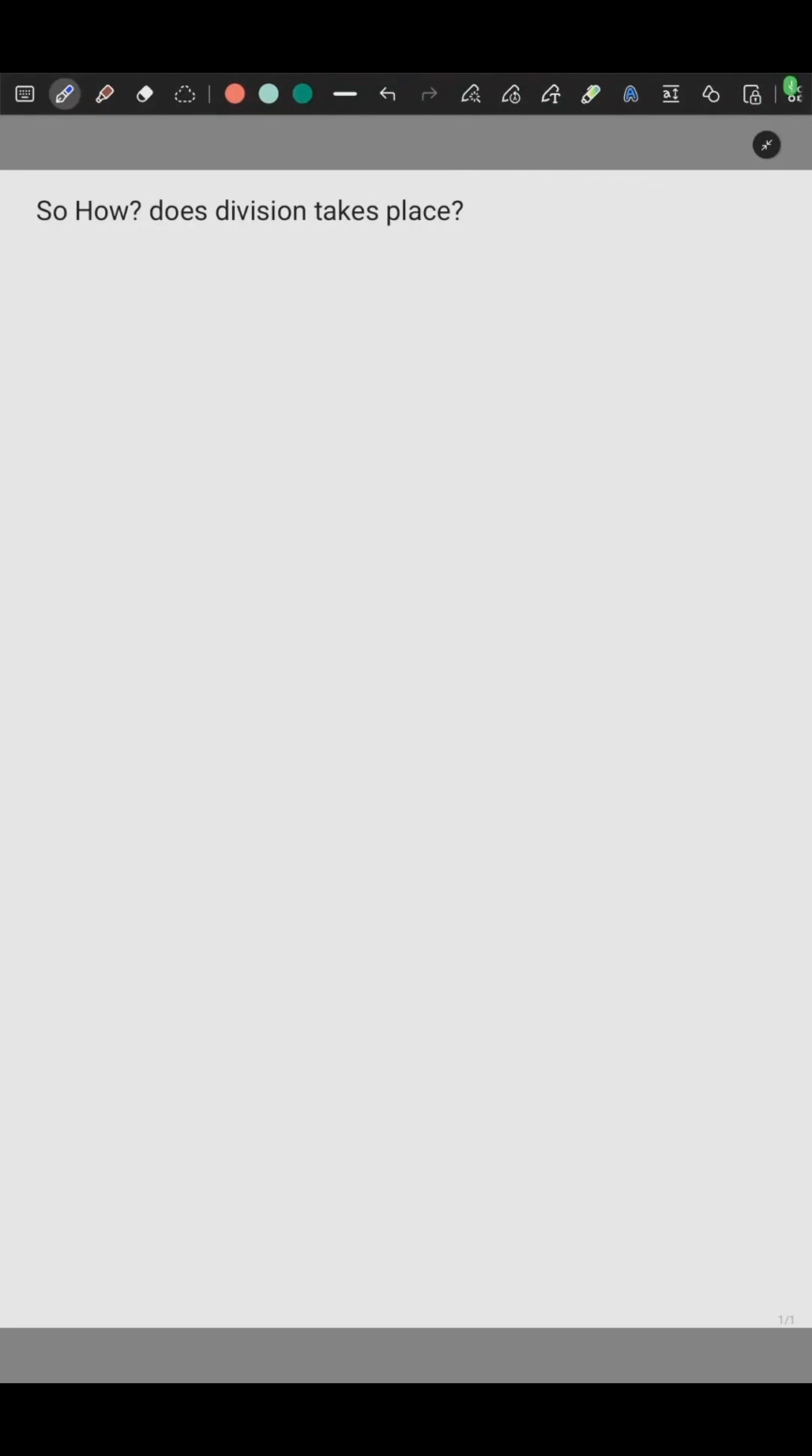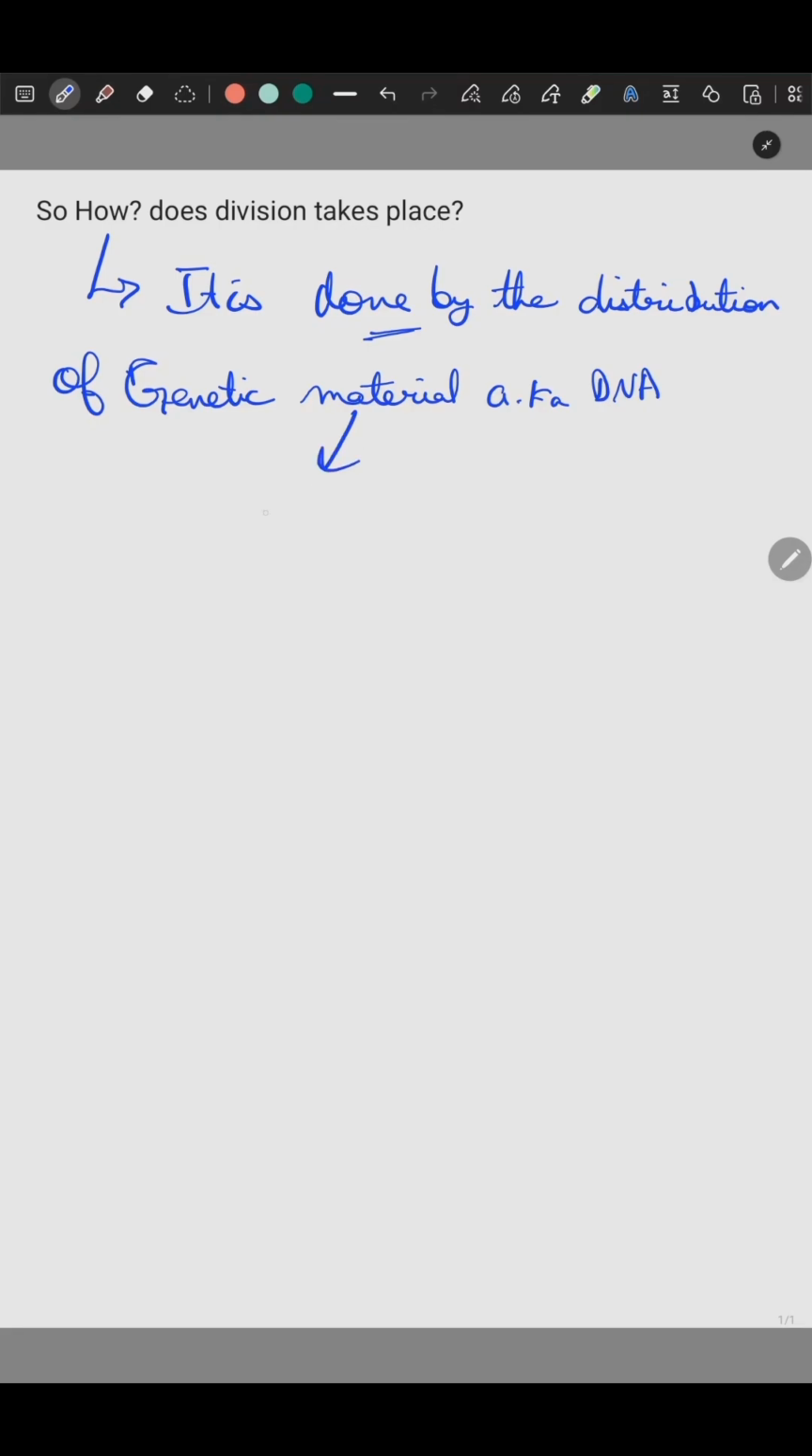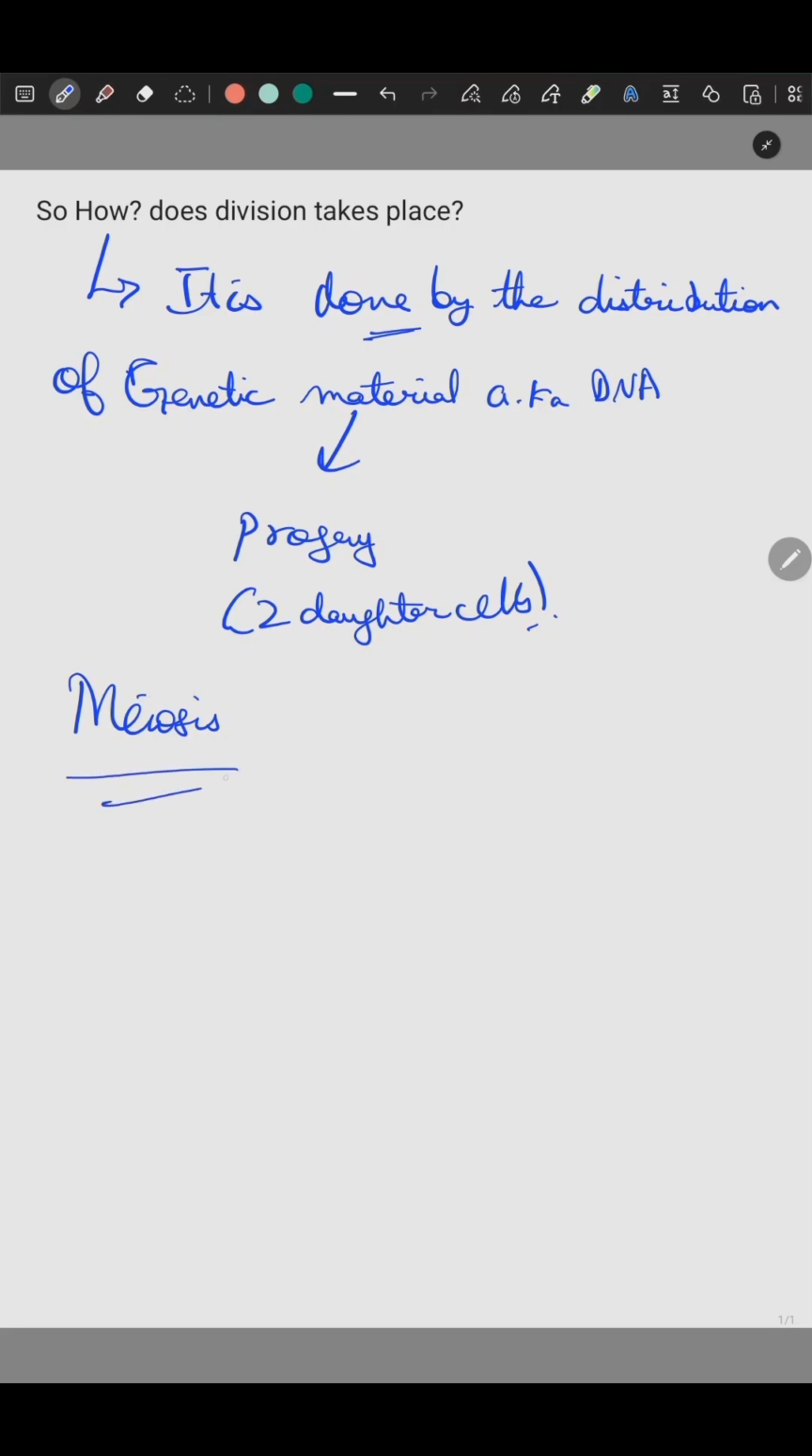Basically, how does cell division take place? It doesn't automatically tear apart, and no one pinches it in half. No, it is done by the distribution of genetic material, known as DNA, to the progeny, or in this case, two daughter cells. But in the special case known as meiosis, it takes place differently, with the help of eggs plus sperm, which we'll talk about later.